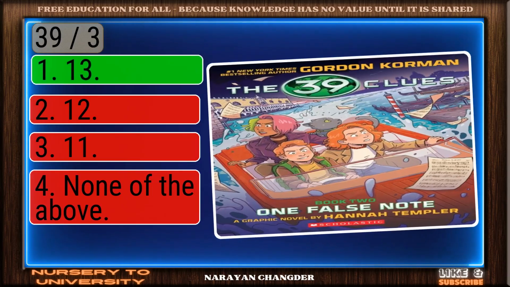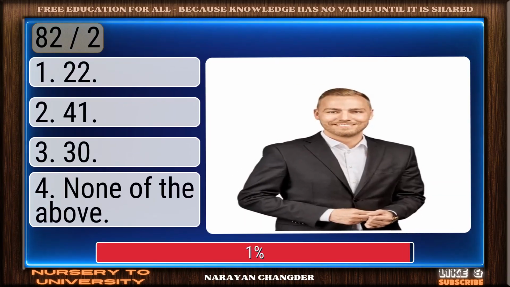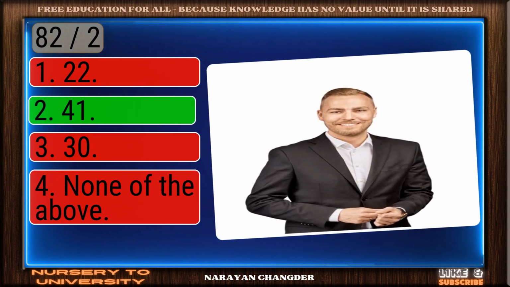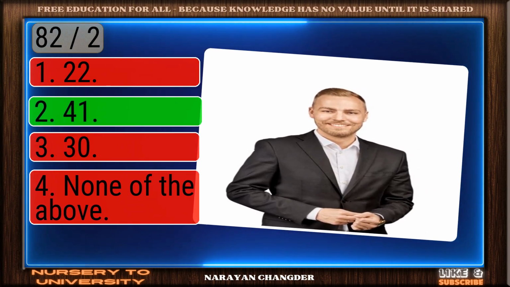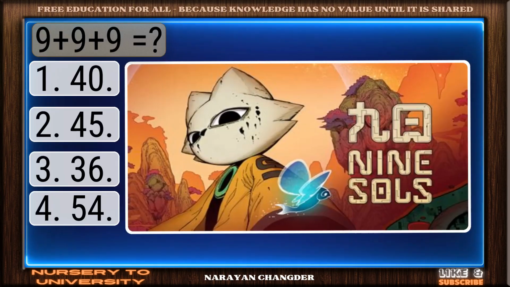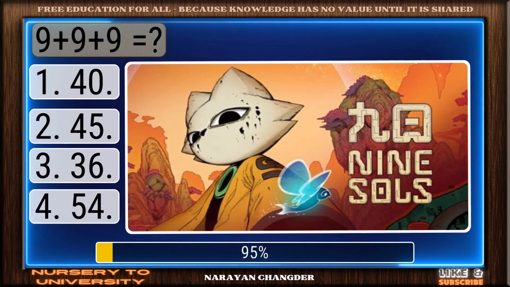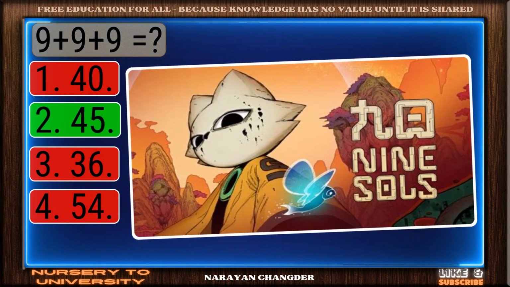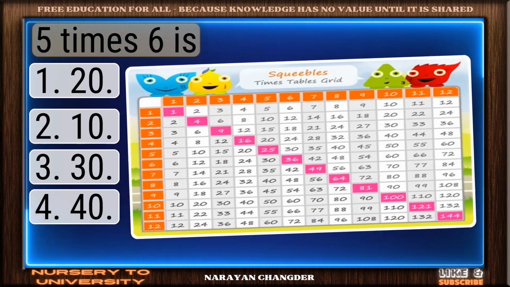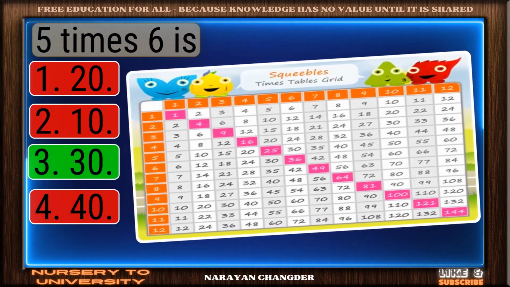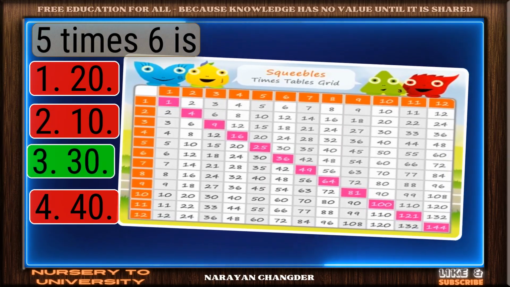Bravo. 13 is the answer. 2. Correct response. 41 is the most accurate answer. 9 plus 9 plus 9 equal to? Right choice. 45 is the best answer. 5 times 6. Nice work. You chose 30 and it is correct.